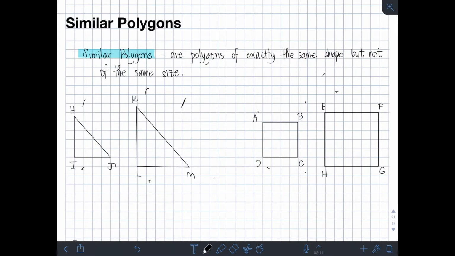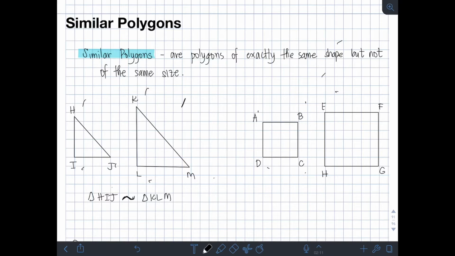So similar din sila, kasi base sa definition ng similar polygons, exactly of the same shape but not of the same size. So mapapansin nyo dito sa triangle HIJ and triangle KLM. So ang symbol natin for similarity is like this. And then binabasa natin 'to as triangle HIJ is similar to triangle KLM.